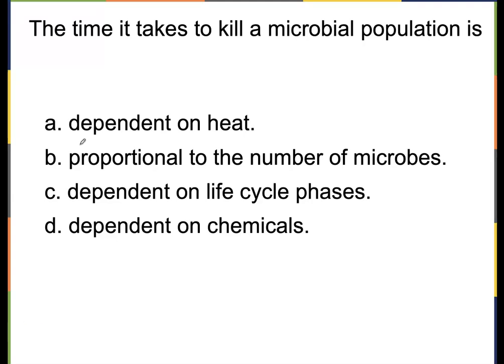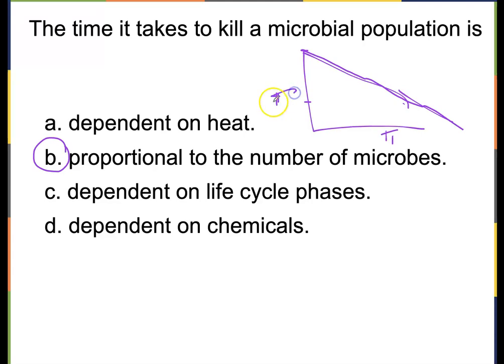The time it takes to kill a microbe is proportional to the number of microbes. If you remember that graph we had, time was on this axis and the number of microbes was here. The more microbes you have, the longer it takes, and we always have this linear curve. If you only had this many bacteria to start with, the curve looks the same, but it would take a lot less time. Okay, so this is the answer.